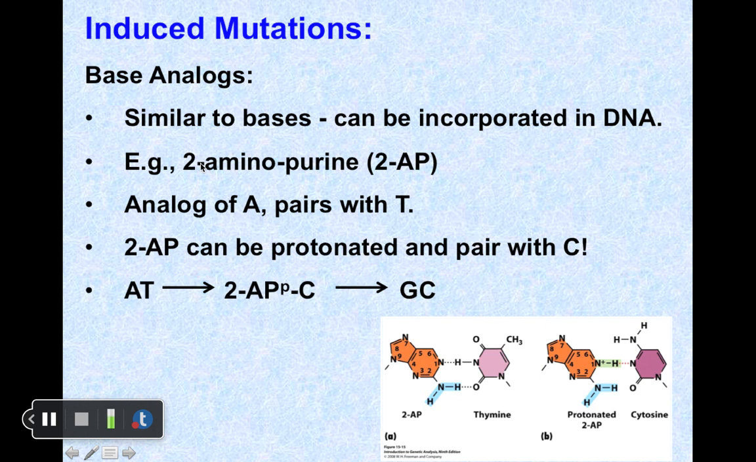Likewise, another example, 2-aminopurine or 2-AP. This happens to be an analog of adenine that can pair with thymine. However, it can also be protonated, and when it is, it forms a pairing with cytosine. So if we have an AT base sequence to begin with, and we replace the adenine with 2-AP, its protonated form can form a pairing with cytosine. So ultimately, we end up with a GC base pair after several rounds of DNA replication. So again, going from an AT to a GC.